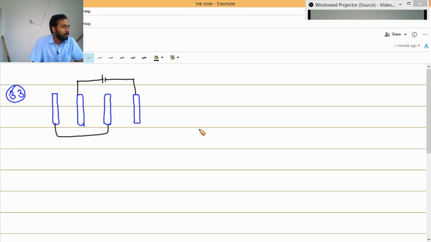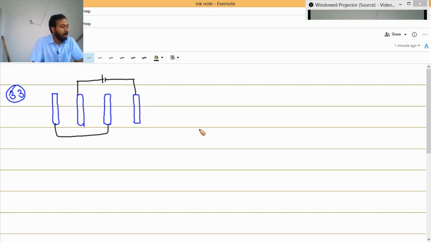What is asked in this question is: each of the plates shown in the figure has a given surface area, and the separation between consecutive plates is of this value. The EMF of the battery connected is 10 volt. Find the magnitude of the charge supplied by the battery to each of the plates connected to it.